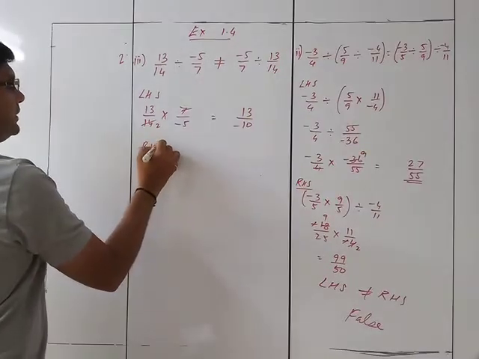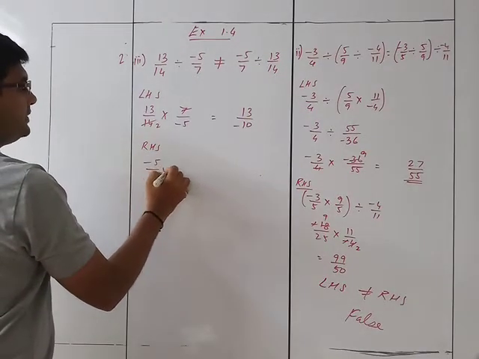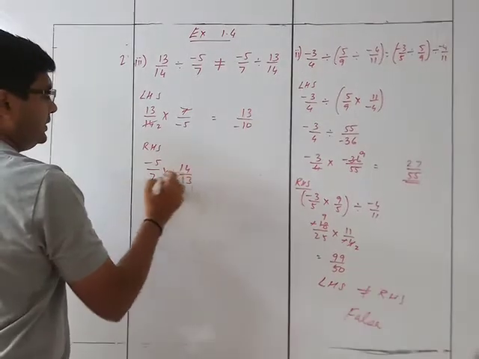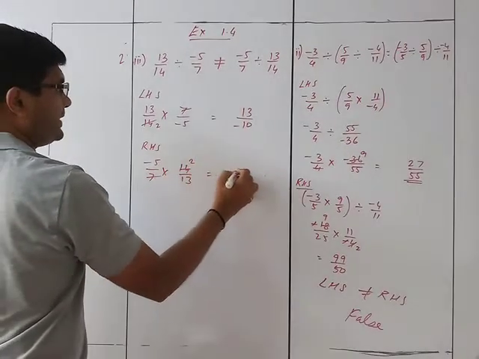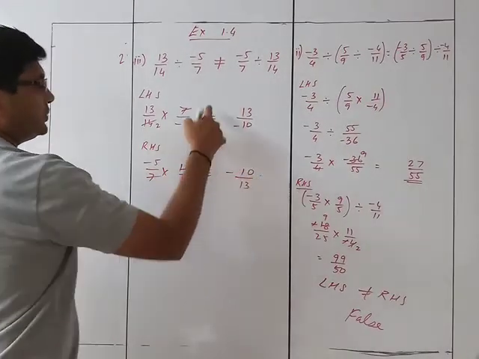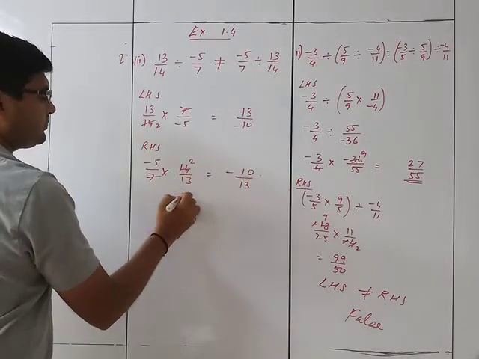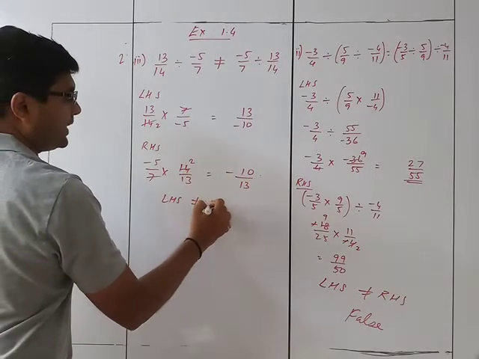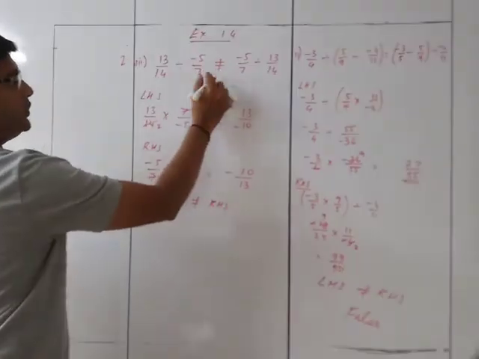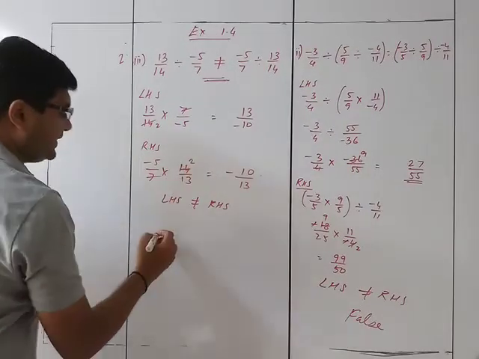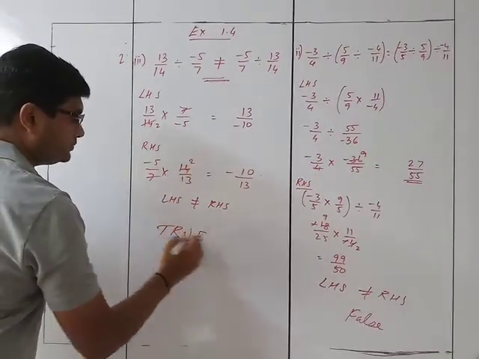Whereas RHS over here will be minus 5 upon 7 into 14 upon 13. Again it's 2, so it will be minus 10 upon 13. So you can see that LHS is not equal to RHS, which is already given to you over here. Hence we say that it is true.